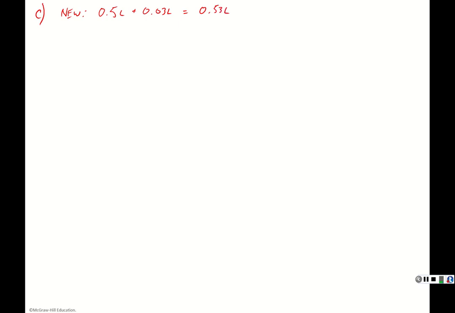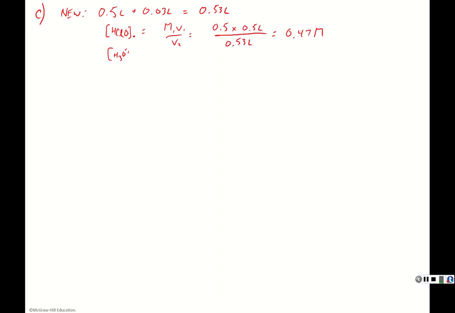Right, so now we can calculate our new starting amounts. The starting amount of our acid is just going to be M1V1 over V2. So we had 0.5 molar times 0.5 liters divided by 0.53 liters, our final volume, which would be 0.47 molar.